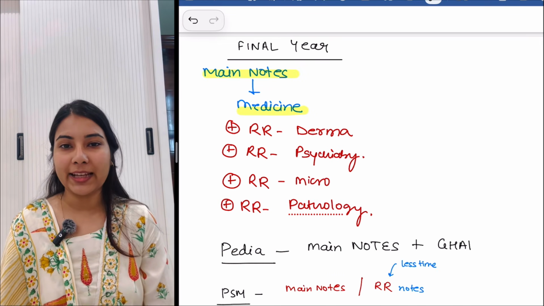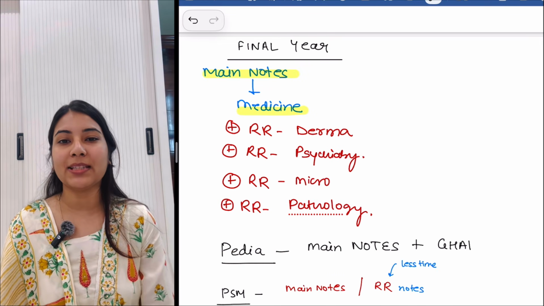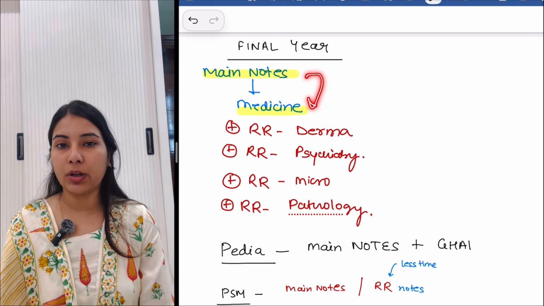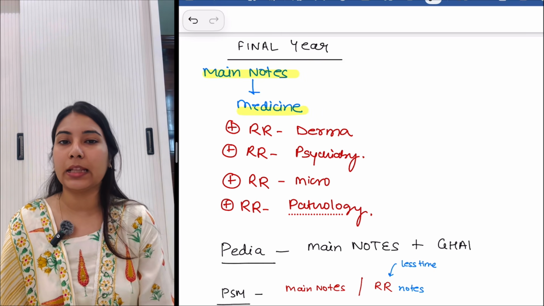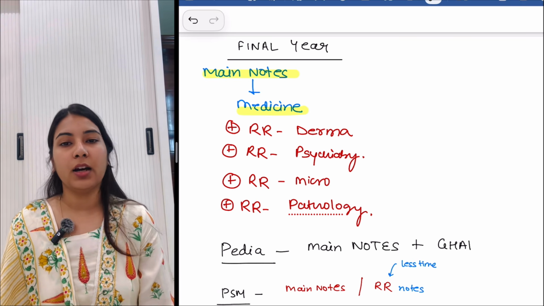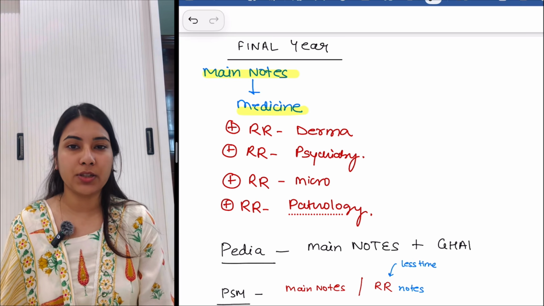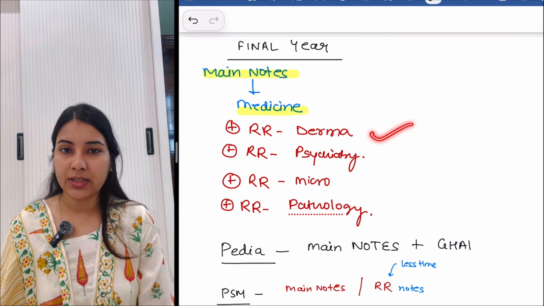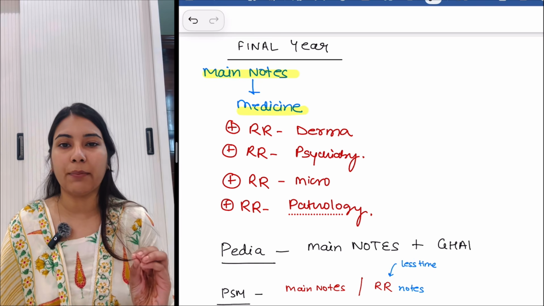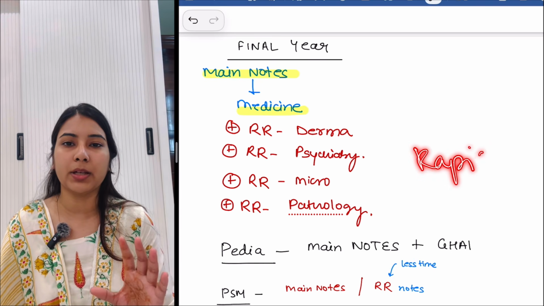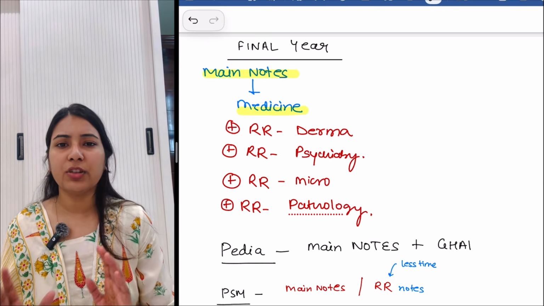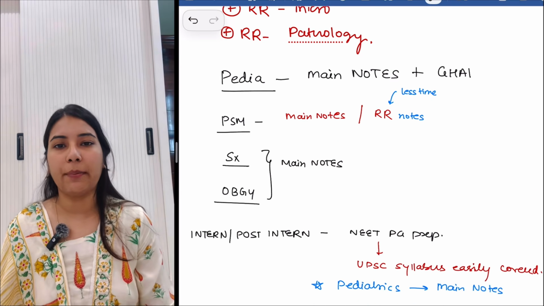If you are in final year and you are aiming for UPSC CMS, this is how you should approach the subjects. For medicine please refer to your main notes. Medicine is asked in a little depth, so please refer to your main notes for medicine. Then you also need to refer to rapid revision for derma, psych, patho and micro as well. For these four subjects please do the rapid revision, because I know you do not have much time in final year.